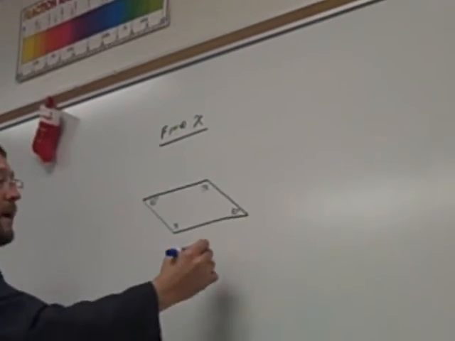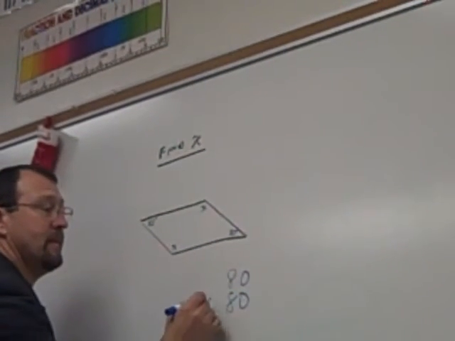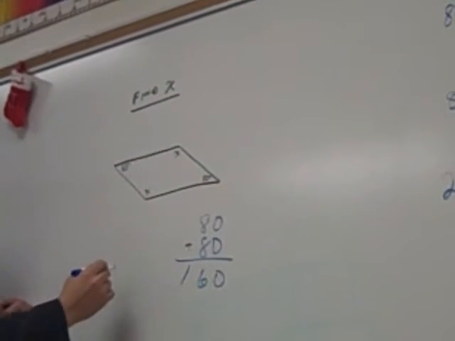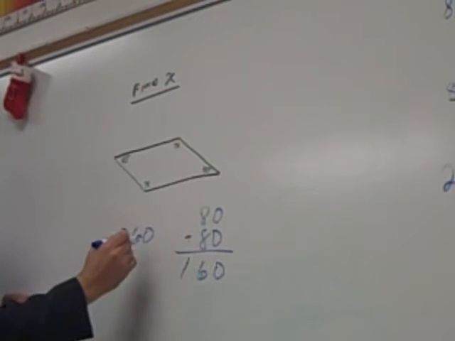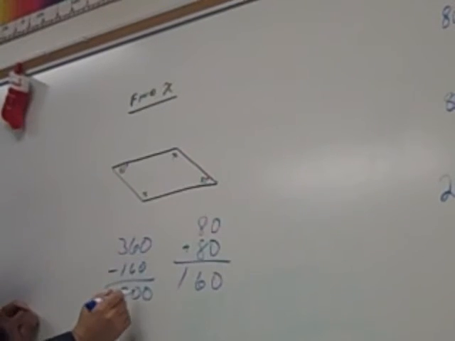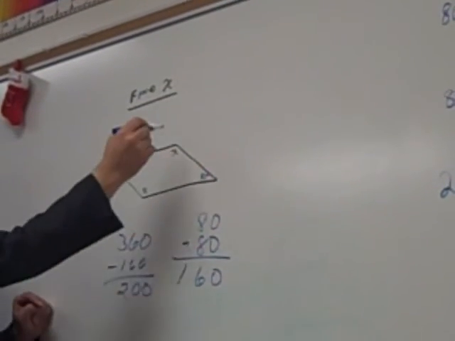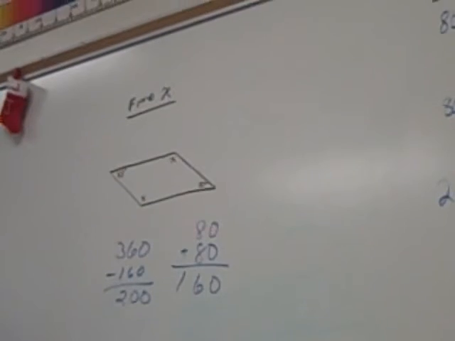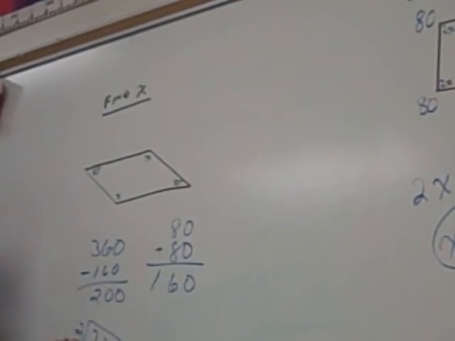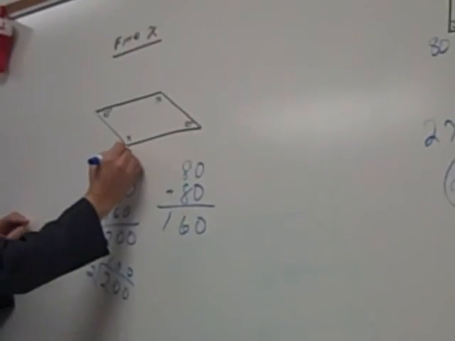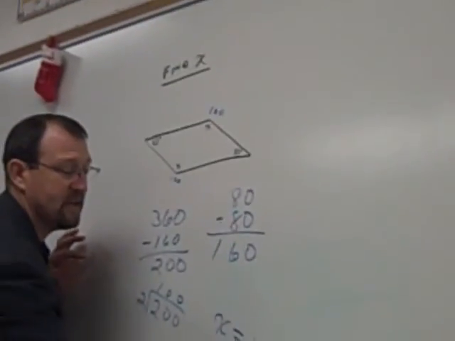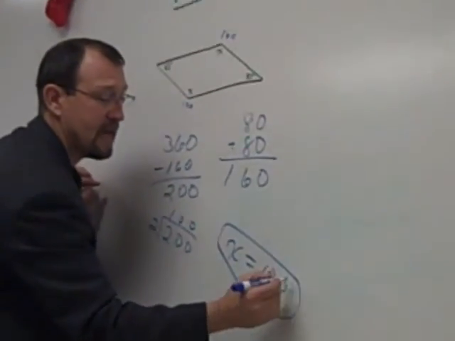Add up 80 and 80, 160. All of them are supposed to be 360. I'm left with 200, but that 200 has to be for both of them. Divide 200 by 2, so that means this guy's 100, that guy's 100, but we just want to know what x is. Oh, x is 100. That one was actually easier.